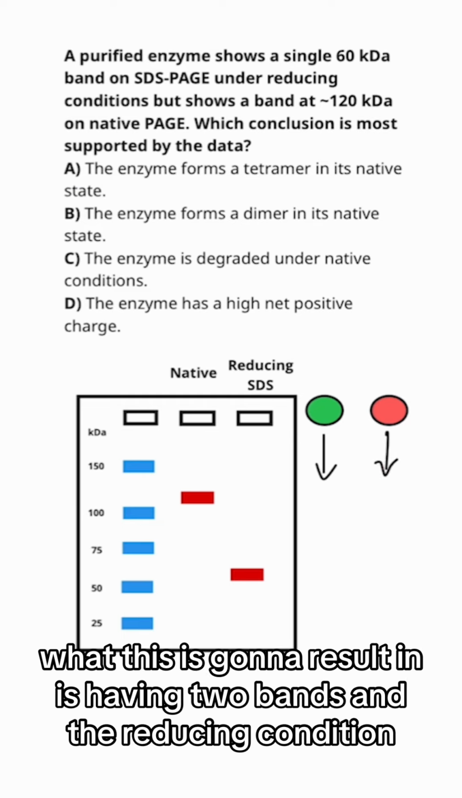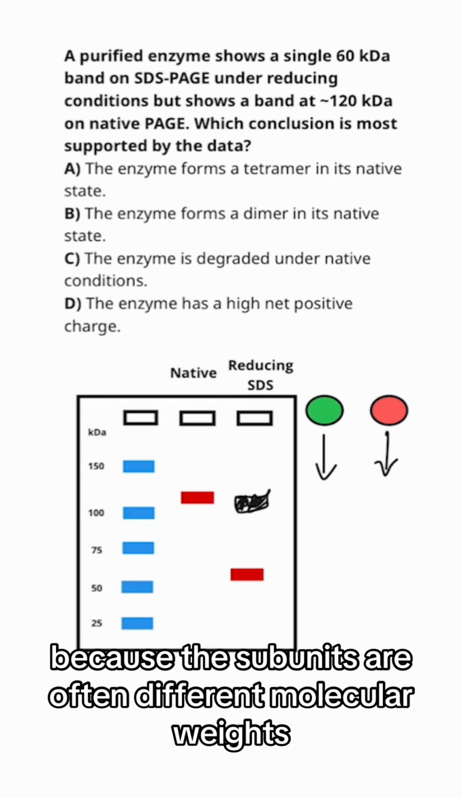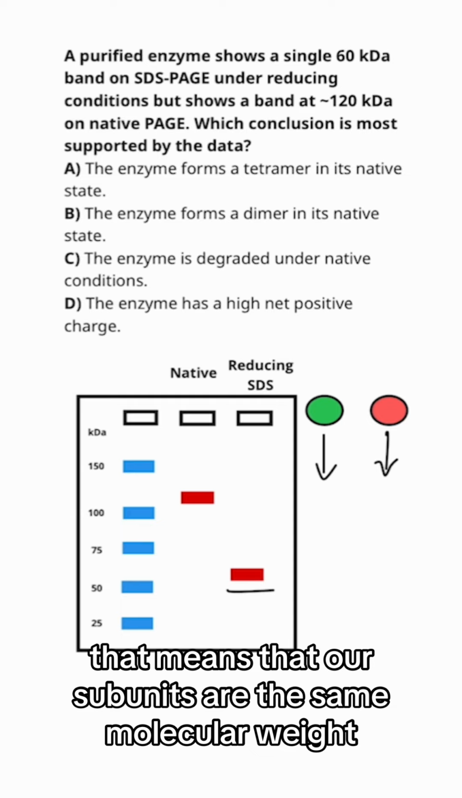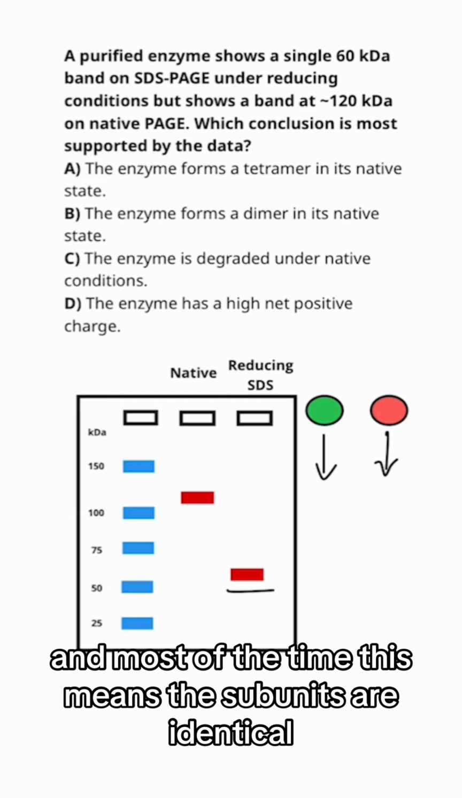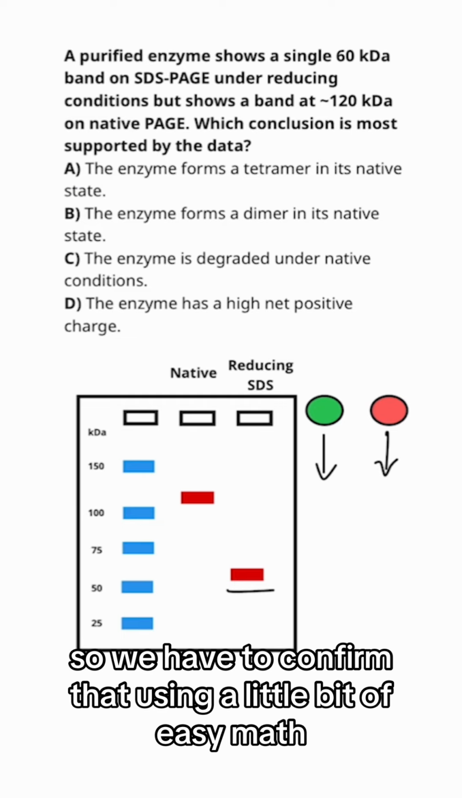And a lot of times what this is going to result in is having two bands in the reducing condition, because the subunits are often different molecular weights. But if there's only one band, like what we have here, that means that our subunits are the same molecular weight. And most of the time, this means the subunits are identical. Now, just because there's a single band doesn't confirm that we only have two subunits, so we have to confirm that using a little bit of easy math.